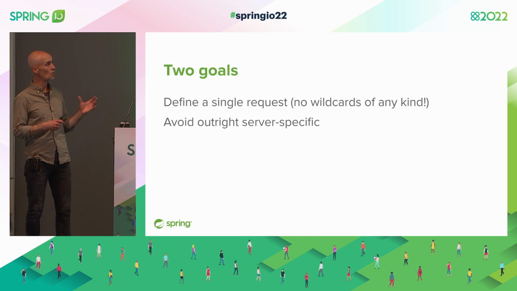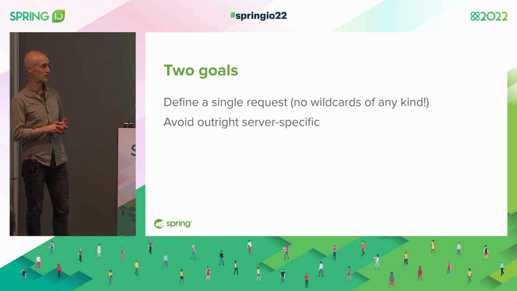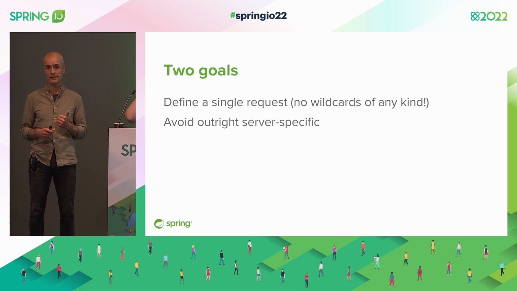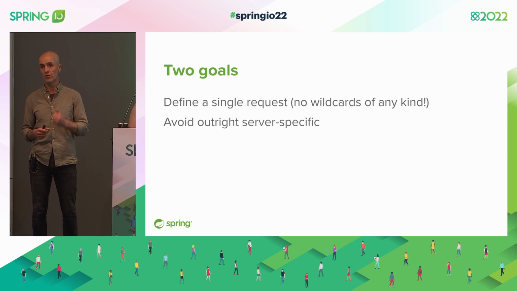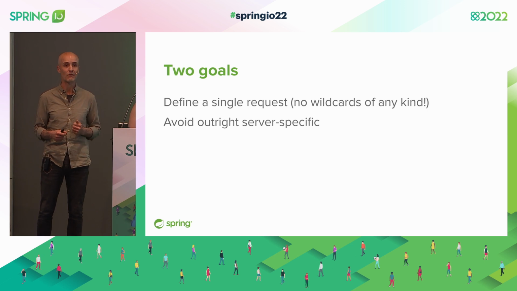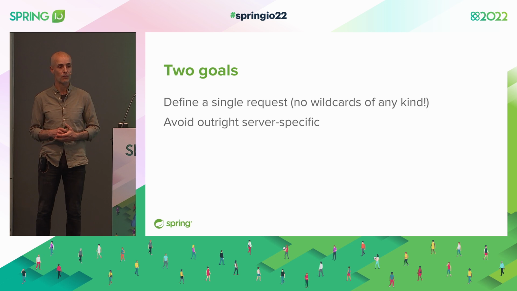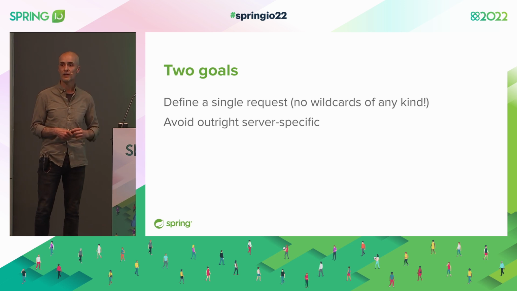So really, there are two goals when we think from the point of view of an HTTP interface that's kind of neutral to client versus server. One, we're focusing on defining a single request. As a client, we're going to need to make a request, and that request needs to be concrete. It cannot have any kind of wildcard. So we cannot have a URL with wildcards like we can with request mapping annotations. We also want to avoid anything which is very specifically for server-side.